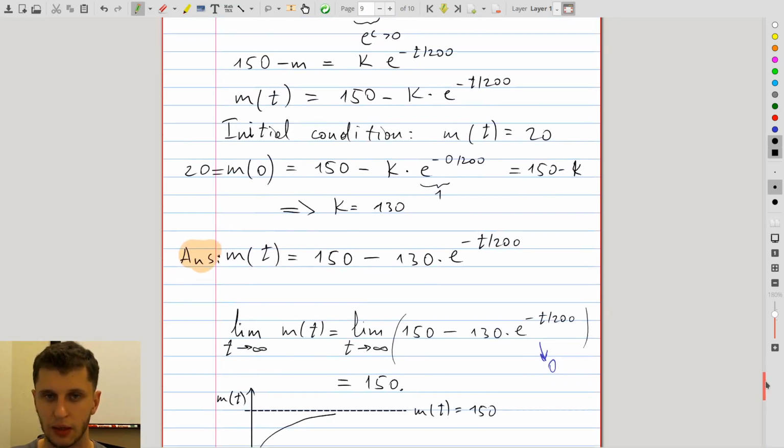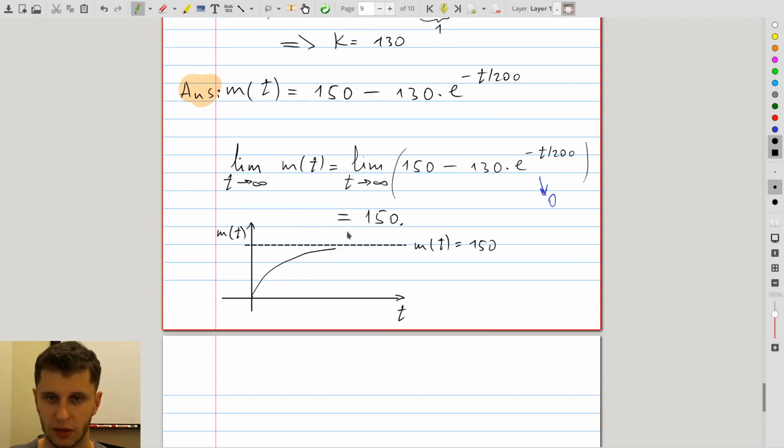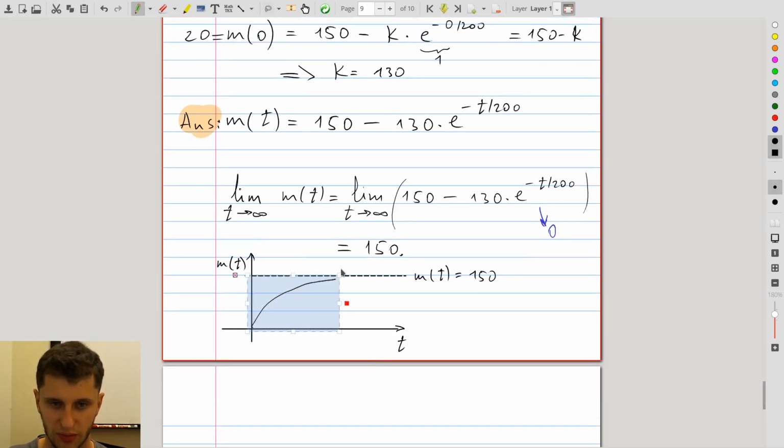Now, to go back to our picture, in fact, this is slightly different because at the beginning we had not 0 kilograms but 20 kilograms, so this is slightly shifted like so. So here we have the initial condition, which is m of t was 20, and then from there it grows to 150. So this is what the curve will look like.